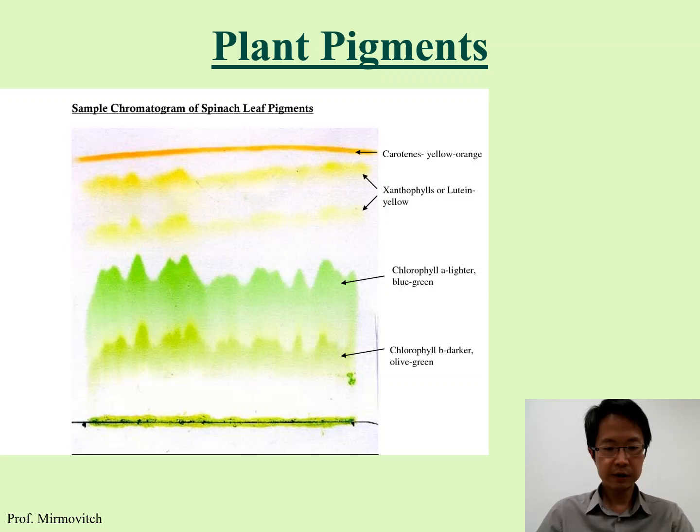So you can see in here, we have chlorophyll B at the bottom, and then chlorophyll A is lighter, and then xanthophylls, they are yellow, they are lighter. The lightest one is carotene. So you should see at least four bands of colors.